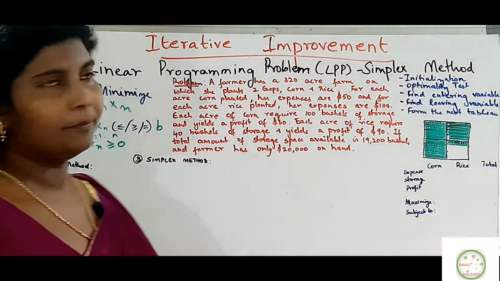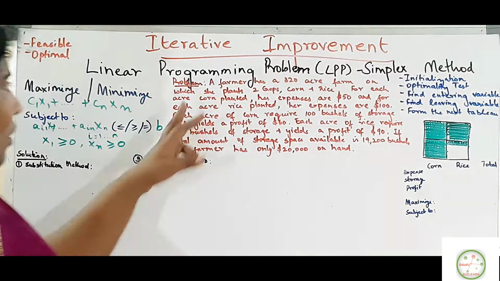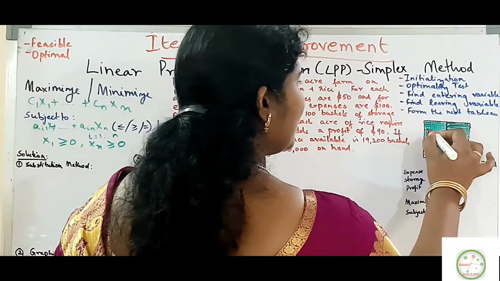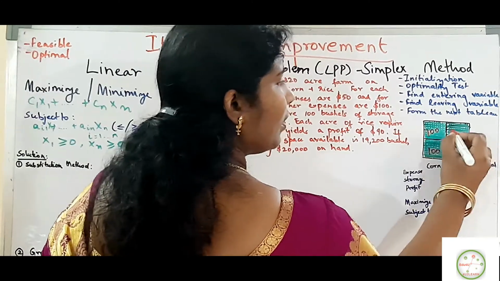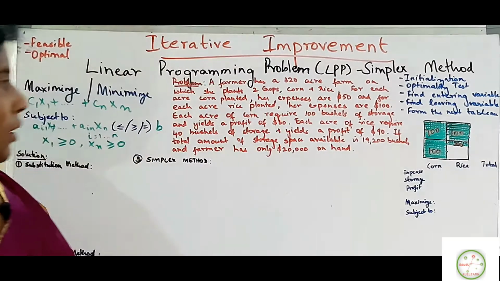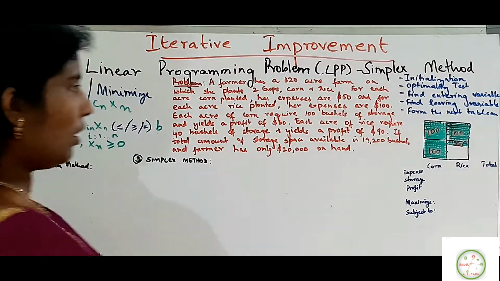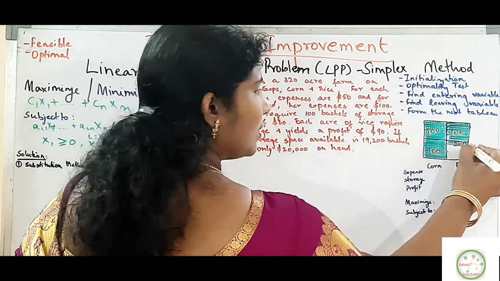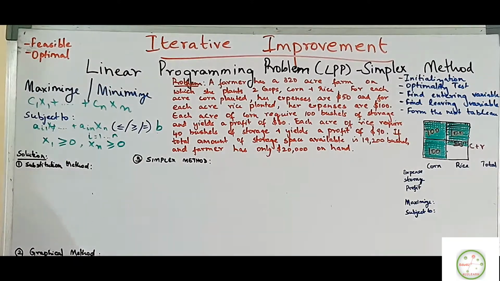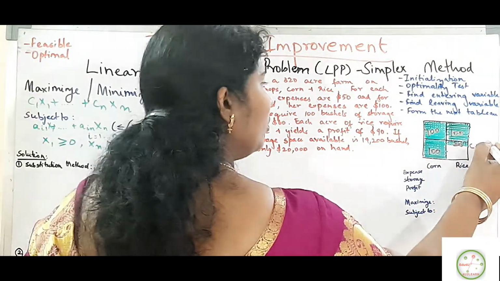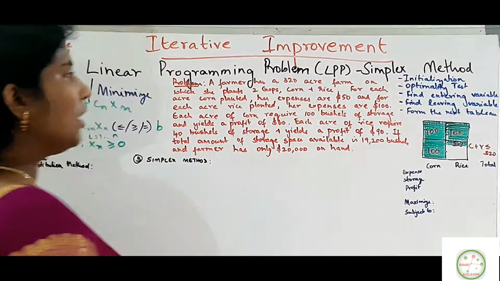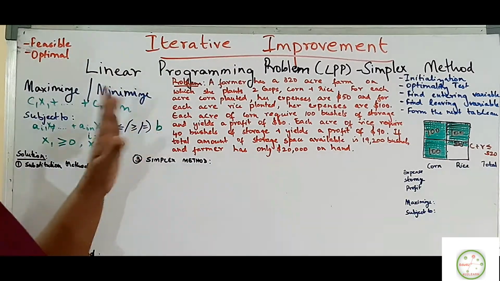This is the question. To understand further, the farmer has 320 acres. So let's have it as 100, 100, 100 and 20. All she is going to plant are corn and rice. So corn plus rice should be less than or equal to 320. Okay, so now this is the problem which we have to look into.